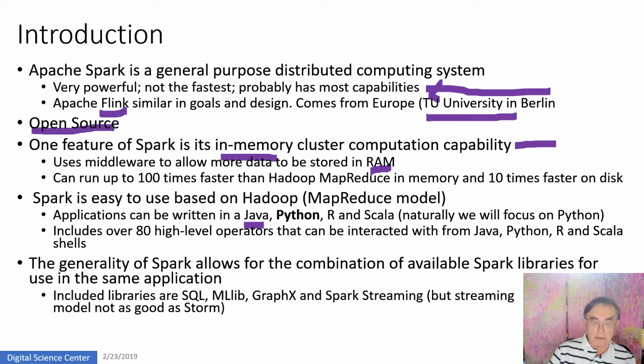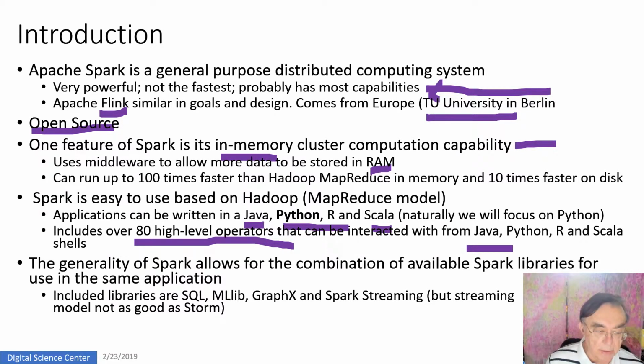Originally, it started in Scala, although it's always had a Java interface. Now it also has a Python and an R interface. We use, of course, Python and Java as our interfaces to Spark. It has 80 high-level operators, which you can interact with from all these high-level languages. This number of operators is hard to compete with. Many of them are quite simple, but just 80 is a large number, and we don't have 80 graduate students.